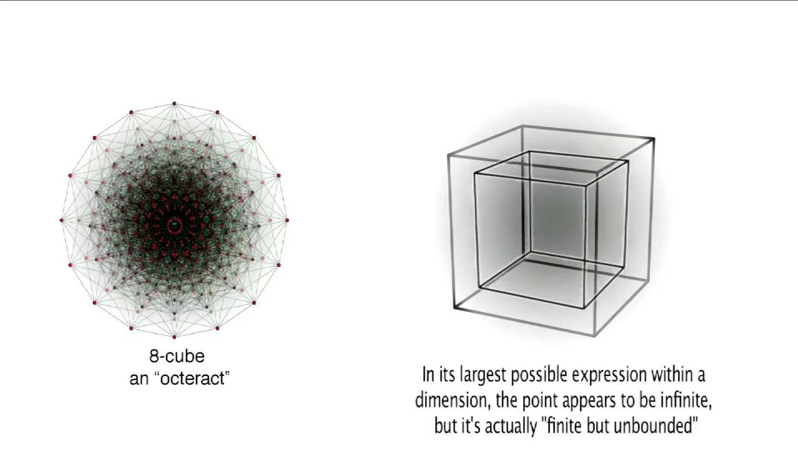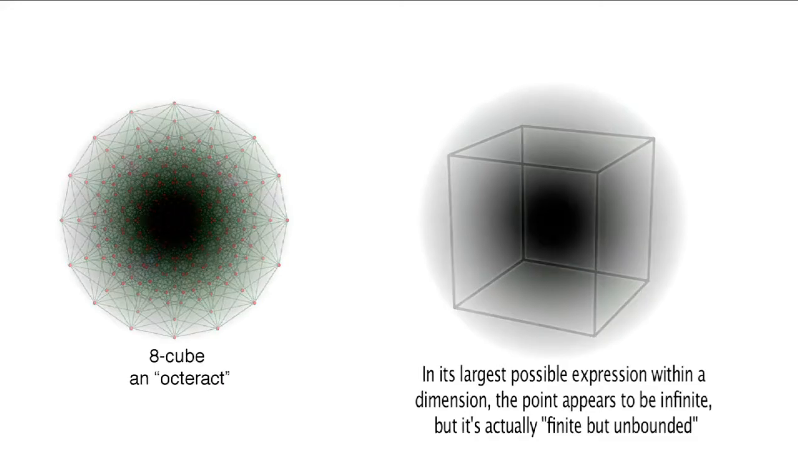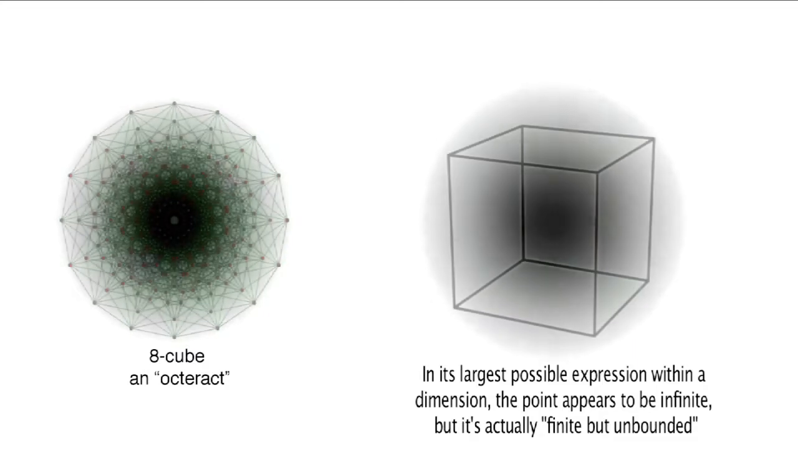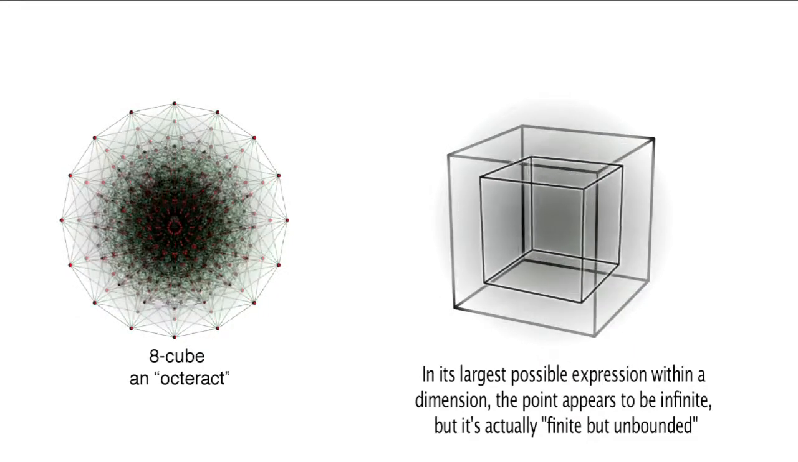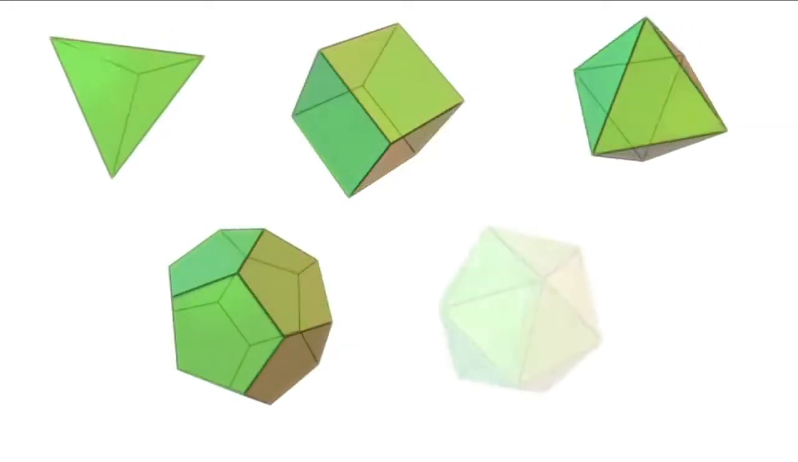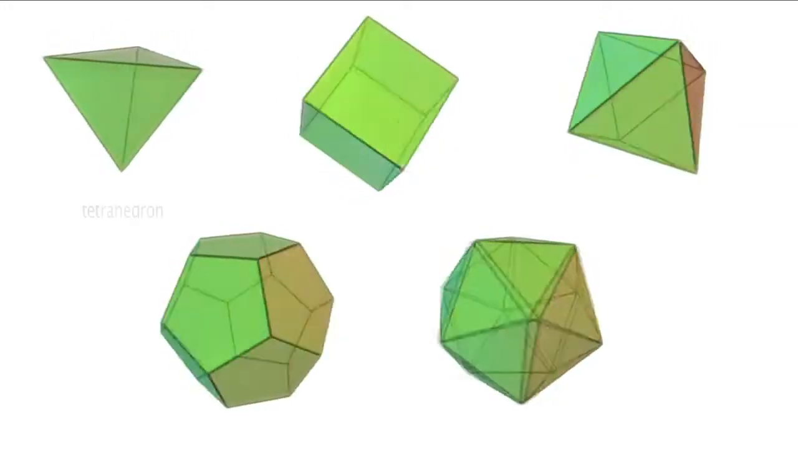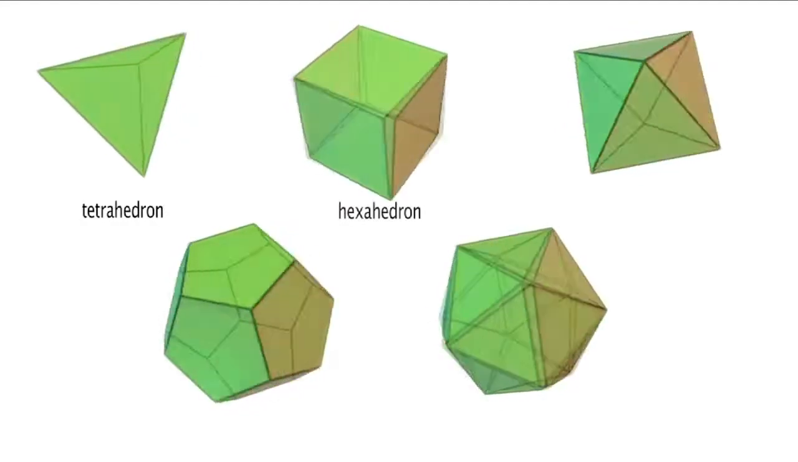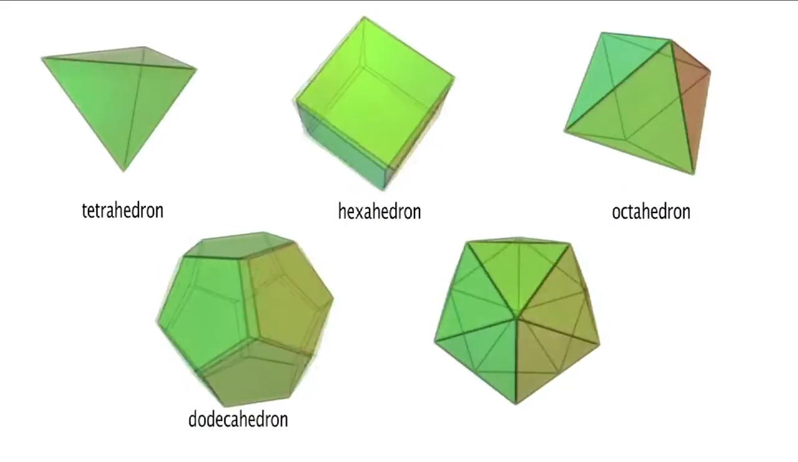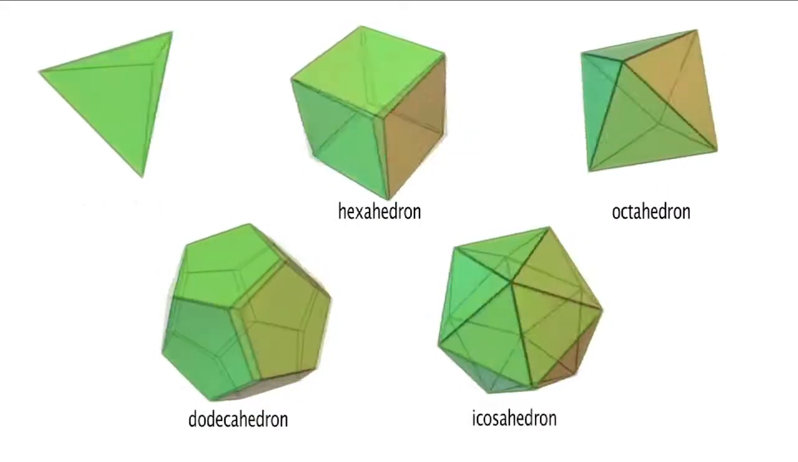At its largest possible expression, this point becomes a finite but unbounded hypersphere, occupying the entire phase space of the dimension it's within. The rotating shapes we're looking at now are known as the Platonic solids. Pictured here are the tetrahedron, the cube or hexahedron, the octahedron, the dodecahedron, and the icosahedron.